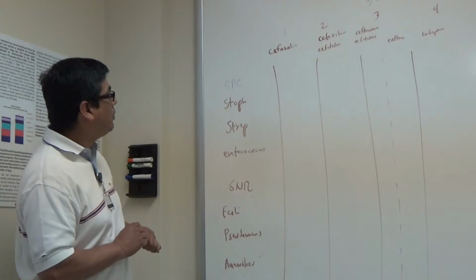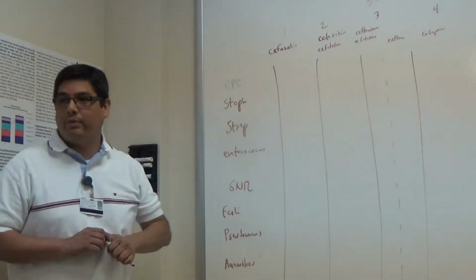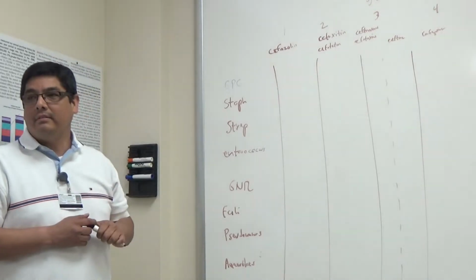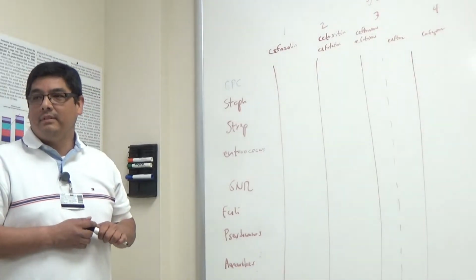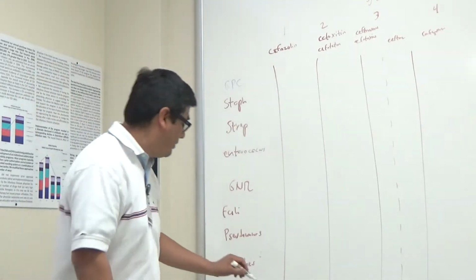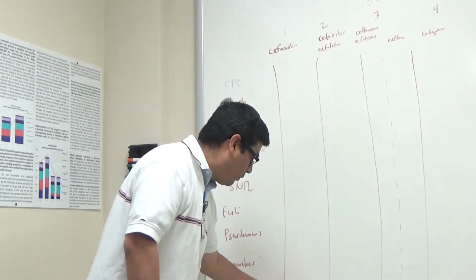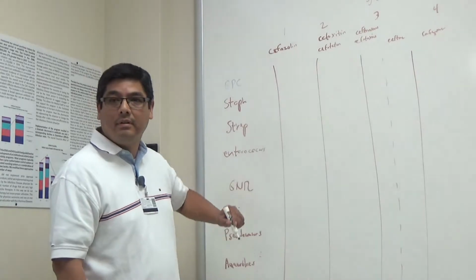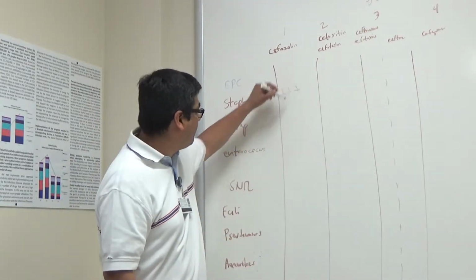Okay, so what organ system do we usually treat with first generation cephalosporins? What part of the body? Skin and soft tissue, yes. Skin and soft tissue infections. So what organisms? Staph and strep, so very active against staph and strep.